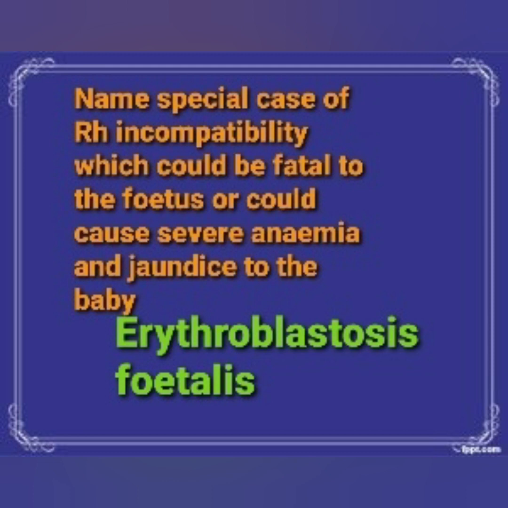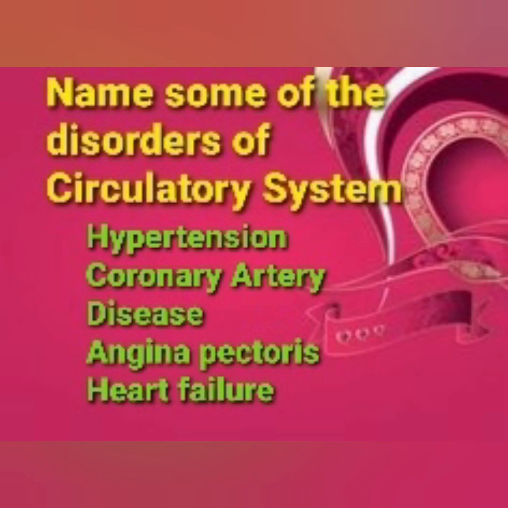Now name the special case of RH incompatibility which could be fatal to the fetus or could cause severe anemia and jaundice to the baby. The answer is erythroblastosis fetalis. Name some of the disorders of circulatory system: hypertension, coronary artery disease, angina pectoris and heart failure.